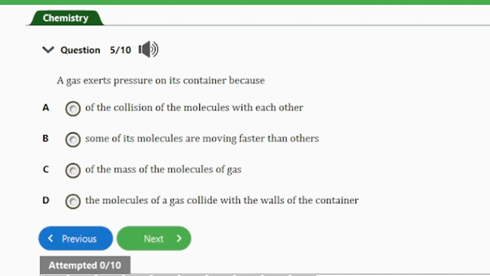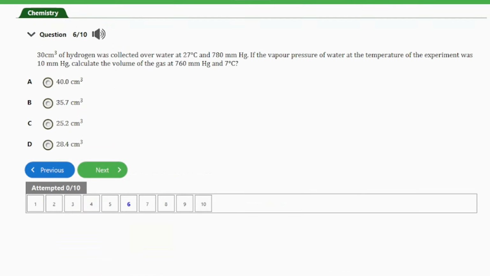Question number 5. It says a gas exerts pressure on its container because A, of the collision of the molecules with each other. B, some of its molecules are moving faster than others. C, the mass of the molecules of gas. D, the molecules of a gas collide with the walls of the container. So guys, a gas actually exerts pressure on the container because the molecules of the gas collide with the walls of the container. And that's option D, guys. So let's consider the next question.